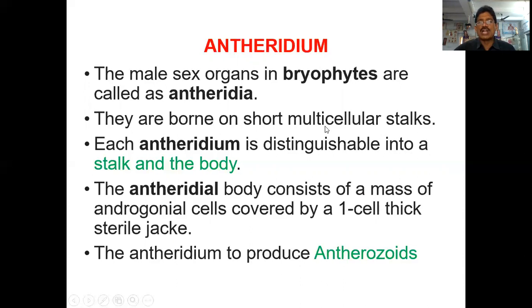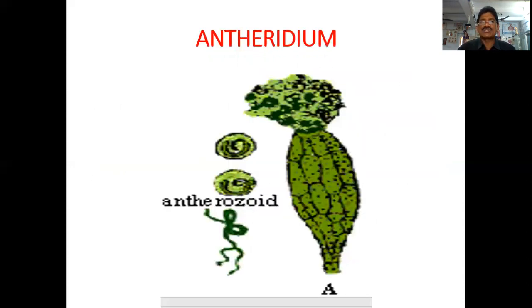They are borne on short multicellular stalks. Each antheridium is distinguishable into a stalk and a body. The antheridial body consists of a mass of antheridial cells covered by a one-cell-thick sterile jacket. The antheridium produces antherozoids. The antheridium has a nucleus and cytoplasm. These nucleus and cytoplasm divide, and they can develop biflagellate antherozoids.